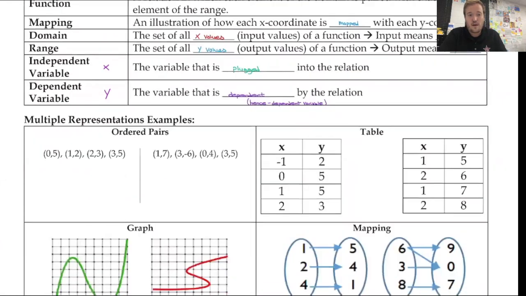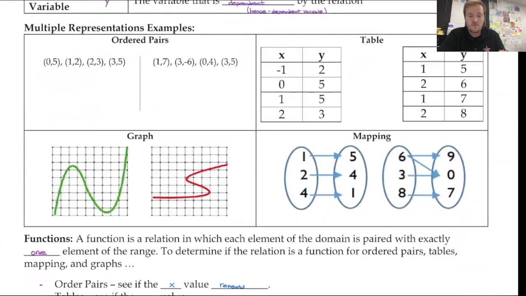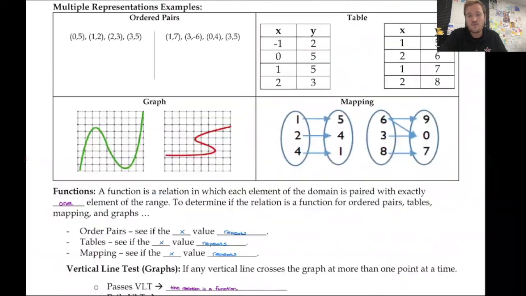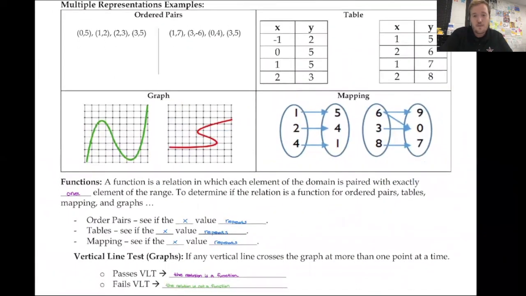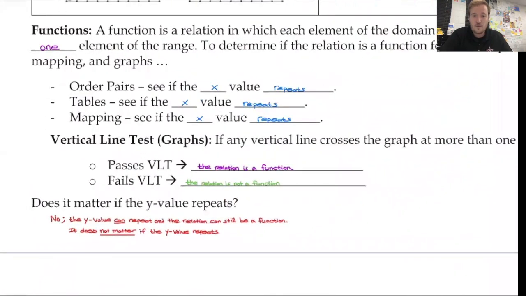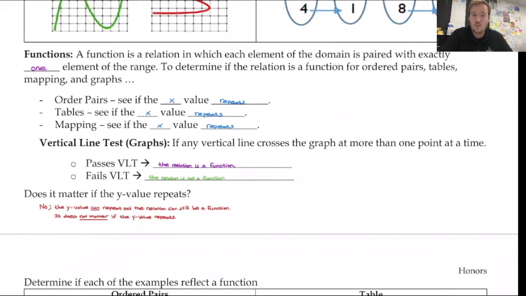So whenever we're looking at representations of relations and functions, we're going to have these four different representations. So we have ordered pairs or coordinates. We also look at tables, we look at graphs, and then we look at mapping. So mapping is what's probably going to be new for some of you, or all of you, who knows, maybe. But we're really going to be looking at this information down here to determine whether a relation represents a function. So a function is going to be a relation in which each element of the domain is paired with exactly one element of the range. So what all that jargon means is we just want to see if an x value is going to repeat.